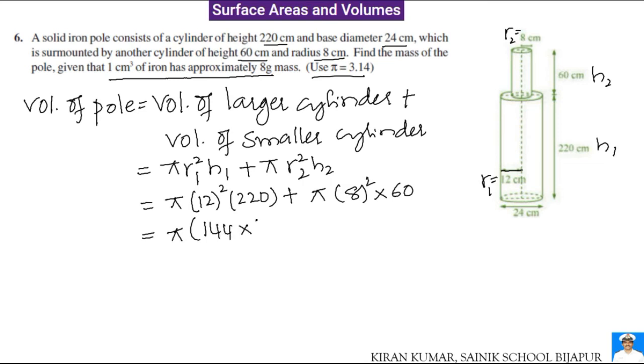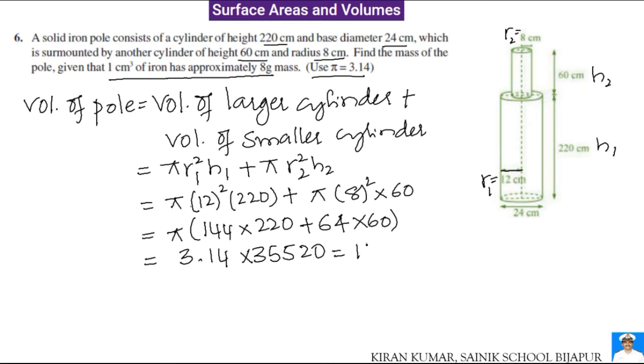144 multiplied by 220 plus, I have taken pi as common, 8 square is 64 has to be multiplied with 60. We get 3.14 times, on simplifying this part which is there in the bracket, we get 35520. On multiplying, we get 11532.8 centimeter cube.